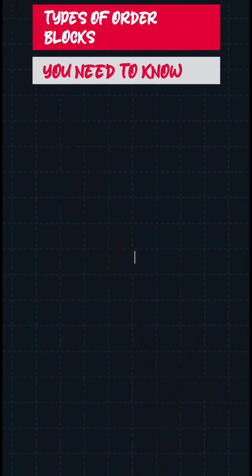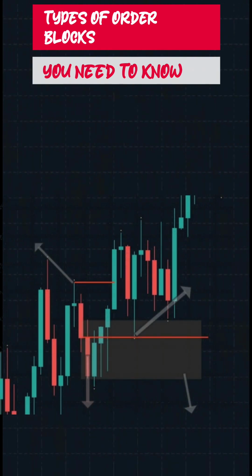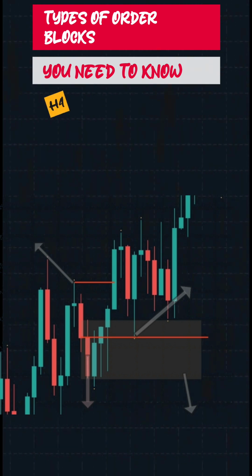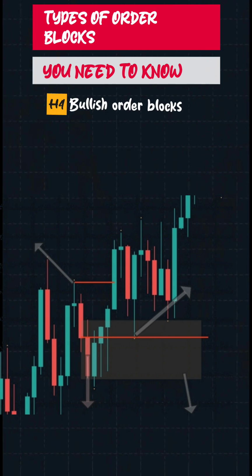Types of order blocks you need to know. Now, let's break down the different types of order blocks that you come across in your trading journey. Bullish order blocks. Buying opportunities. First up, we have bullish order blocks. This is created when price has dropped significantly, then starts to push higher.